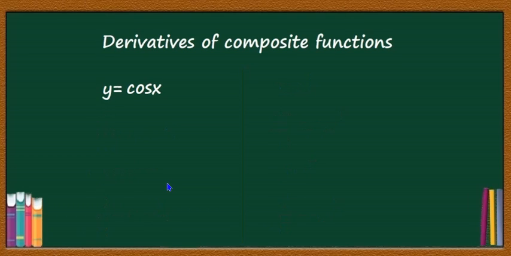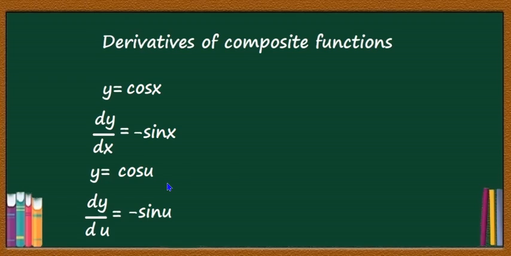And if y is equal to cos x, what is dy by dx? Minus sin x. If y is equal to cos u, what is dy by du? Minus sin u. And if u is equal to sin v, here both the variables are changed now. What is du by dv? Du by dv is equal to cos v. Here just notation is changed, that's all.